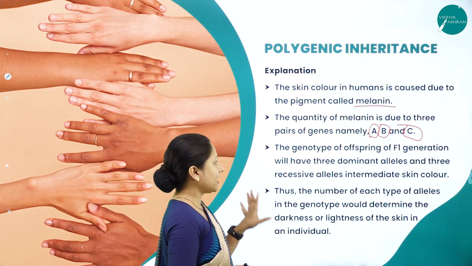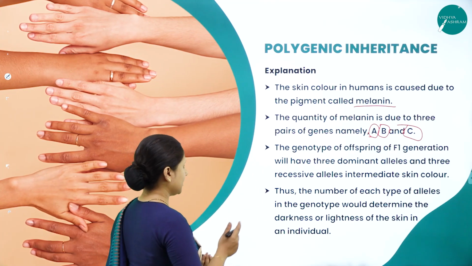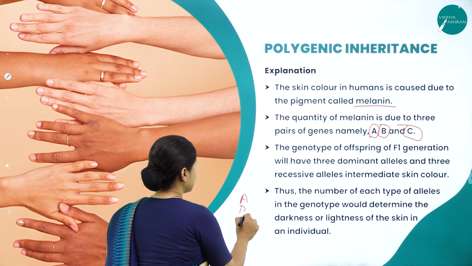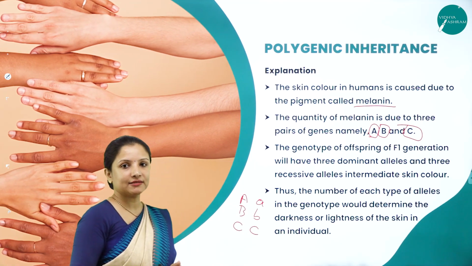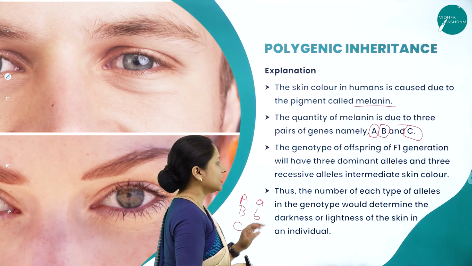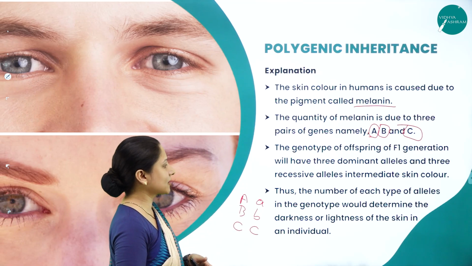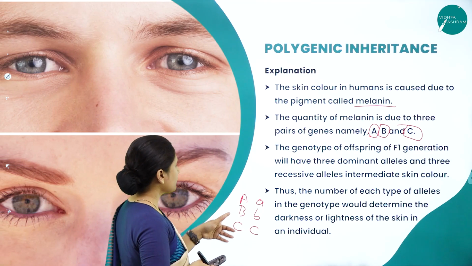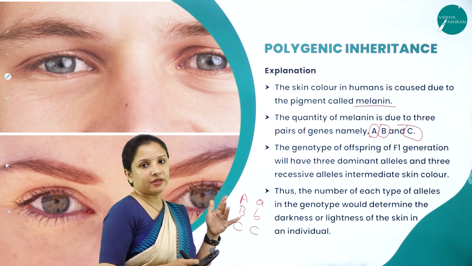All are dominant, and 3 recessive alleles will give intermediate colors, that is it will have A, B, C and A, B, C. 3 dominant alleles and 3 recessive alleles will be there. Thus, the number of each type of alleles in the genotype would determine the darkness or lightness of the skin.